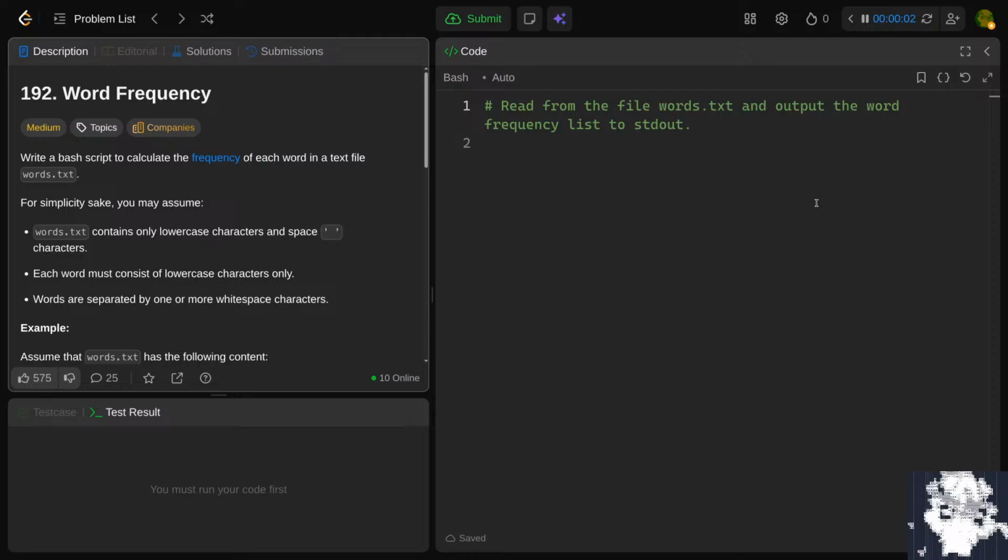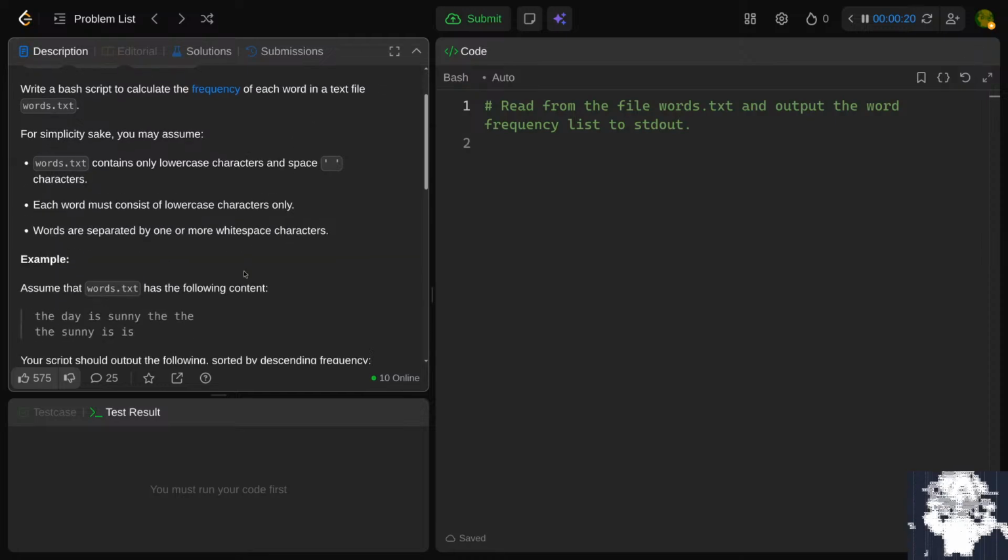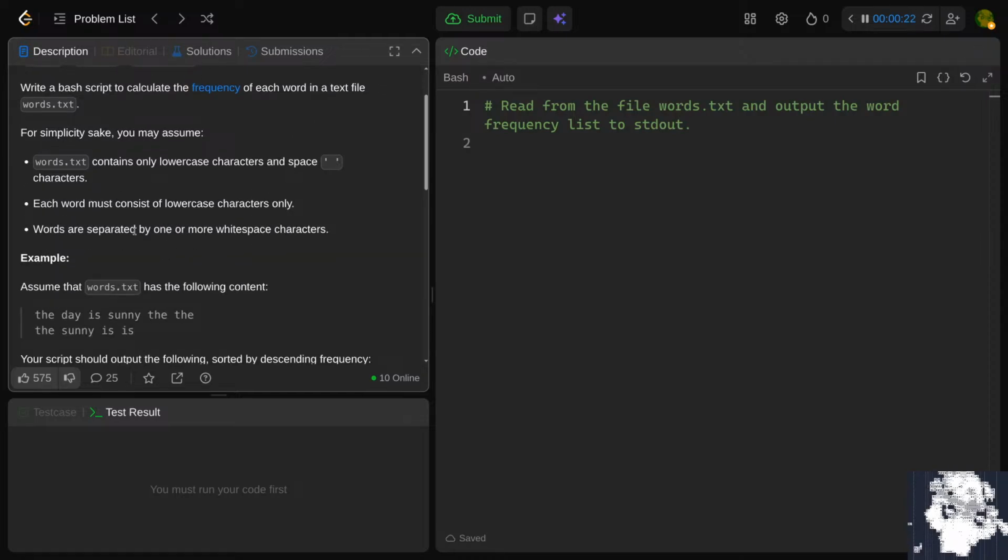Number 192, word frequency, difficulty medium. Write a bash script to calculate the frequency of each word in a text file, words.txt. For simplicity's sake, you may assume words.txt contains only lowercase characters and space characters. Each word must consist of lowercase characters only. Words are separated by 1 or more whitespace characters.